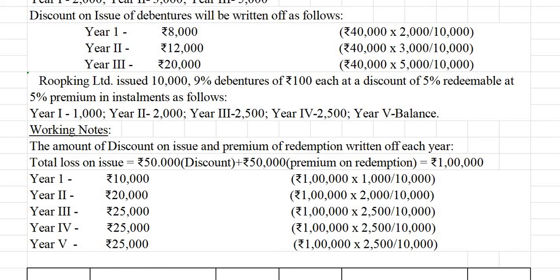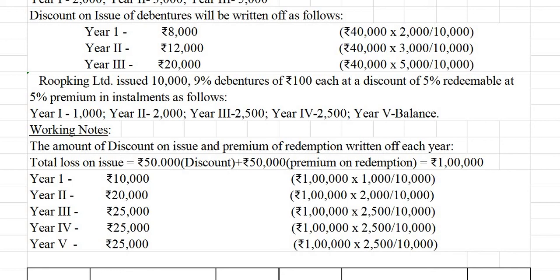And third year, 2,500 debentures are redeemed. So 1 lakh is the total loss to be written off. Total loss 1 lakh into 2,500 divided by 10,000. That means 25,000 we have to write off. Then fourth year, again in the same way 2,500 is redeemed. So we will get 25,000 again.